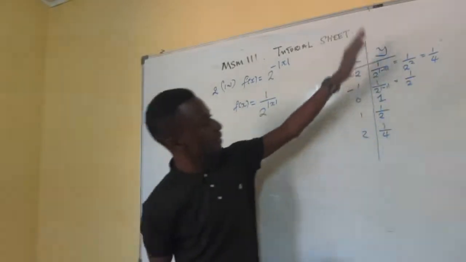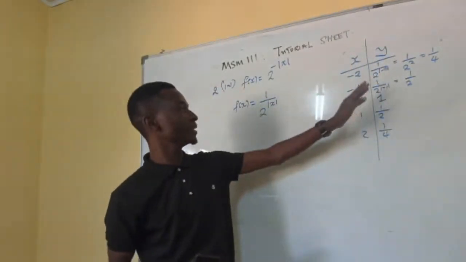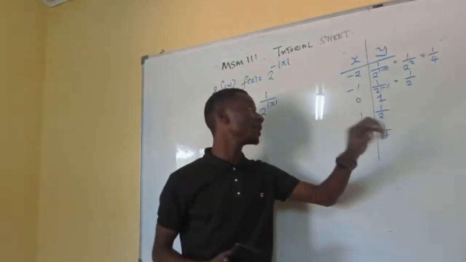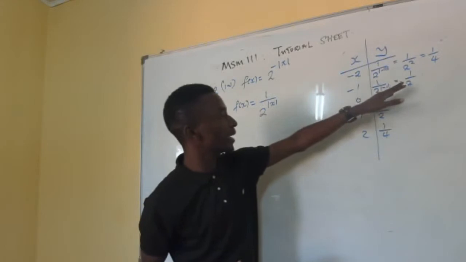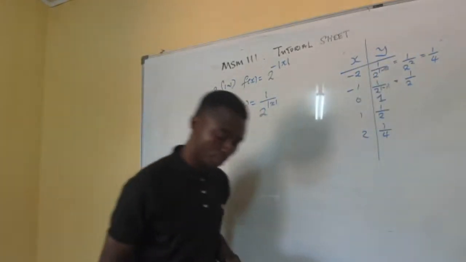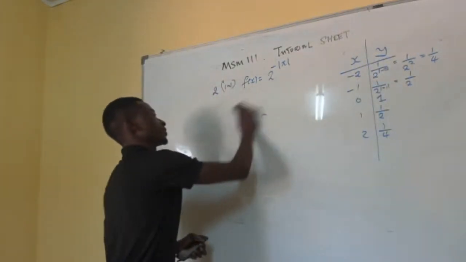So as you can see, on the y side, we don't have a negative number. Why? Because of the modulus. That's the reason why we're not having a negative number. So now let's proceed. Let's sketch this one.